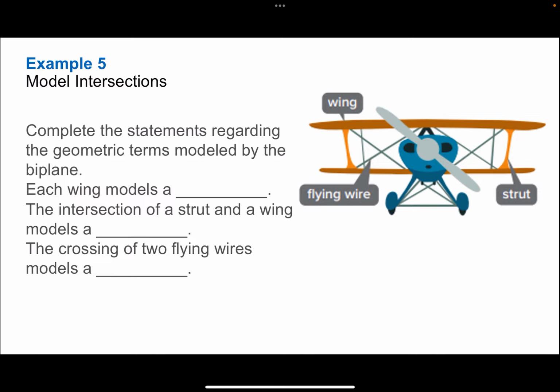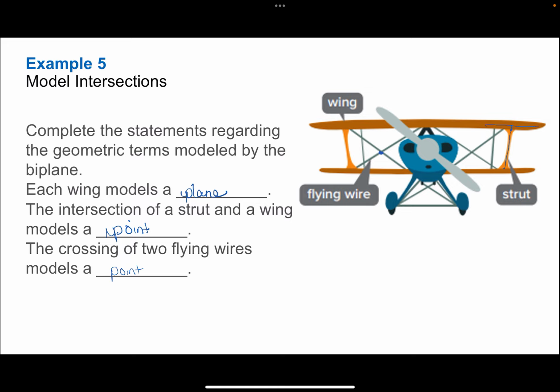And it says, let's talk about what's modeling these things. So each wing models a plane, because it has a length and a width, but it does actually have a thickness, but as a model, it's a plane. The intersection of the strut and the wing, where the strut and the wing intersect, so where this plane intersects this line, looks like it's going to be a point. And the two fly wires are going to also cross at a point.